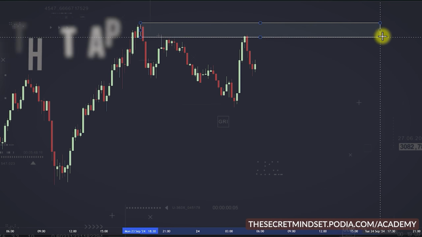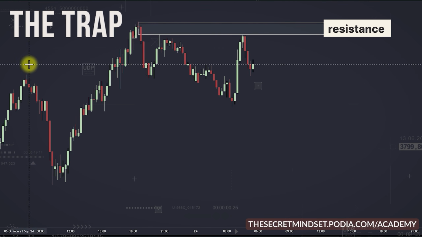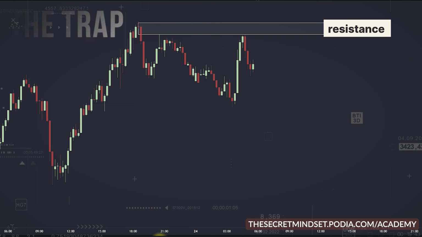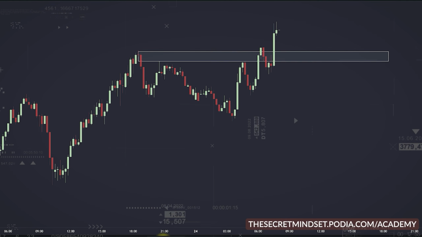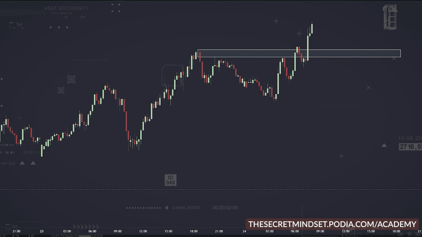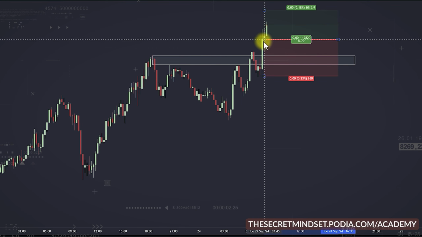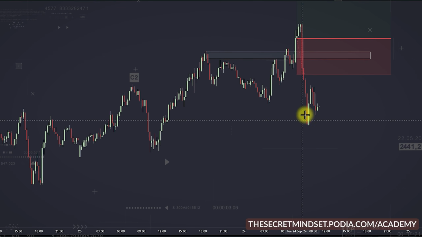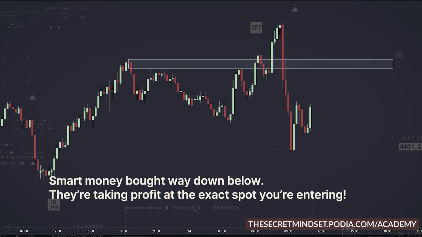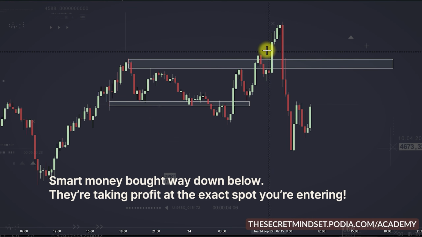Here's how the trap works. Price approaches a key resistance level. You see the break coming. You get ready to buy the breakout. Price breaks through. You buy. And it feels right. You are trading the momentum. But look closer. Who was on the other side of your trade? The smart money who bought way down below. They're taking profit at the exact spot you're entering.